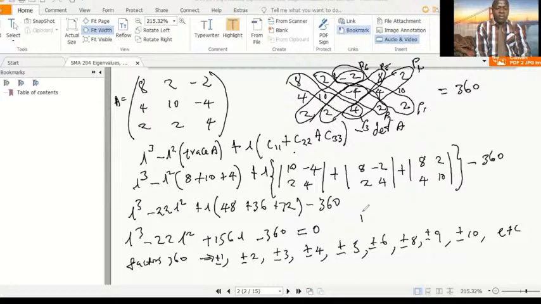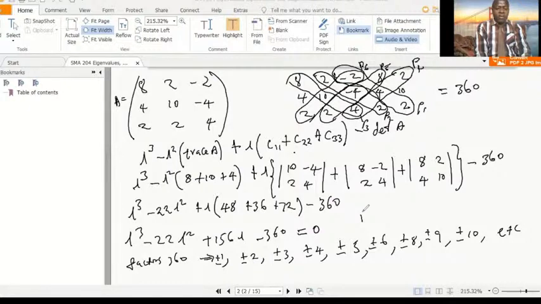Now, we've found that one of the roots is lambda 1 equals 6. So lambda minus 6 is a factor of this equation. Now, how do we proceed to find the others?